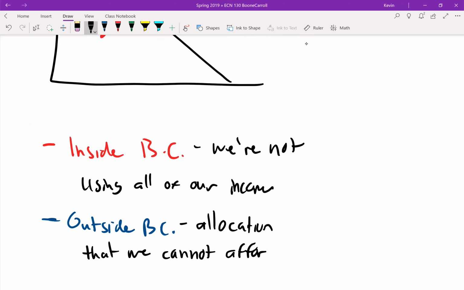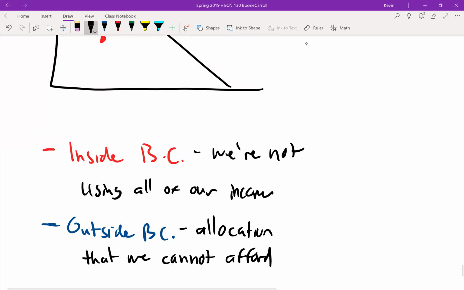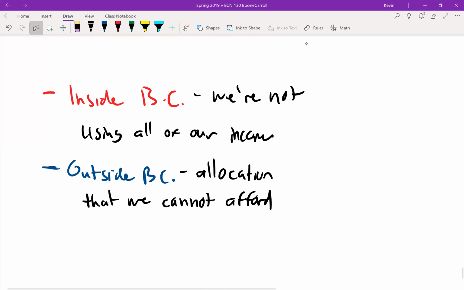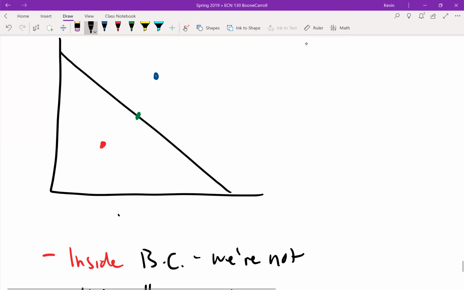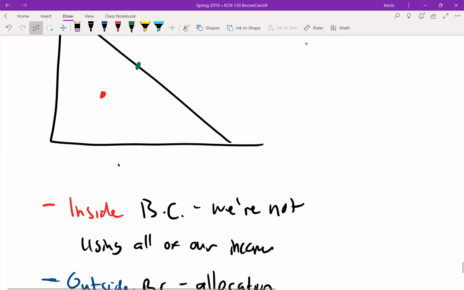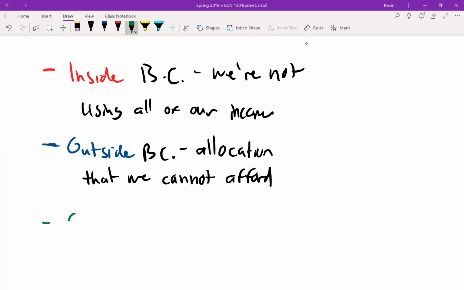So at this point, I'm making $20,000 a year, and I want to take 10 private jet flights around the country. It's something I can't afford. I don't have the money for it. The last type of point we have is this green one, and this is a point that is lying on the budget constraint. This is an allocation where we're using all of our available funds.